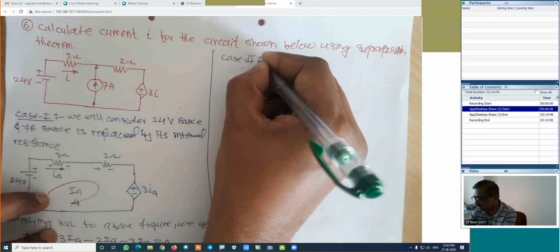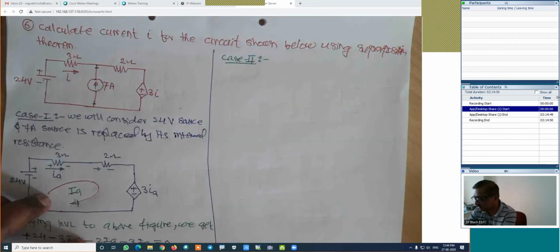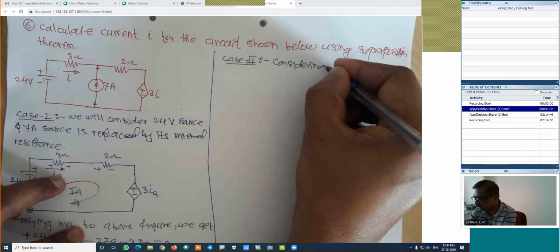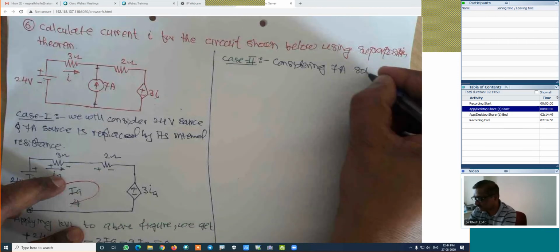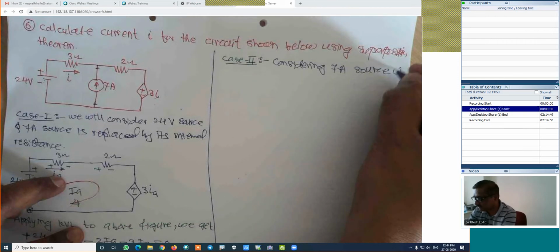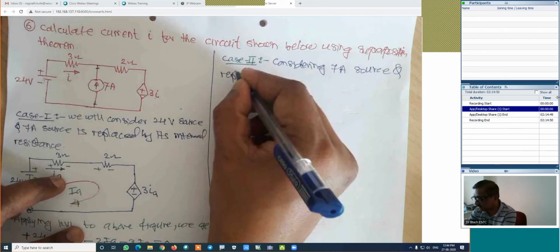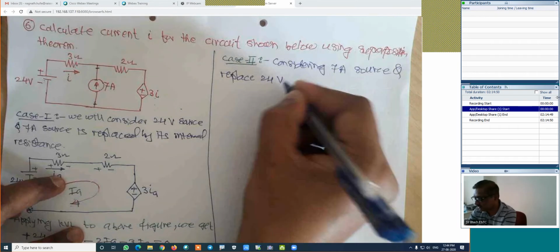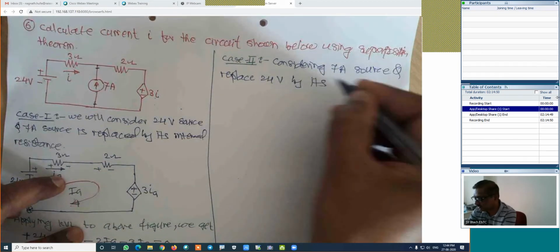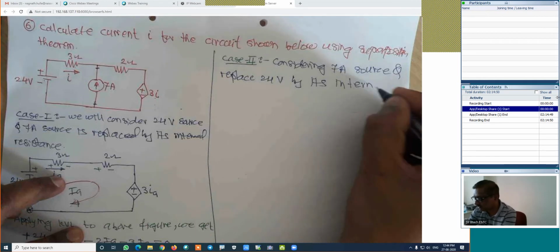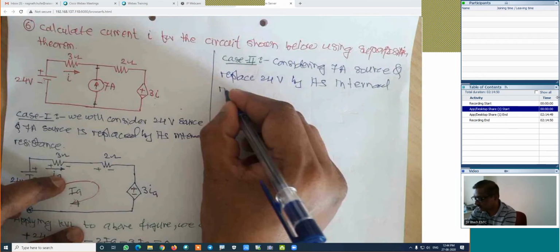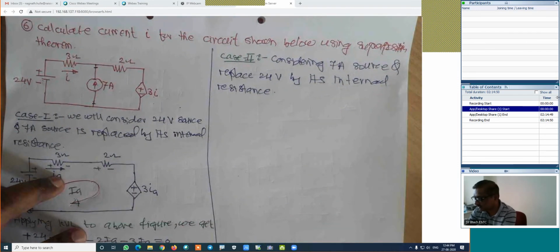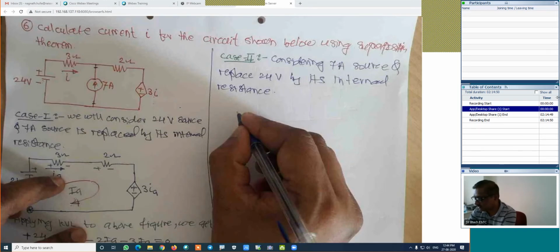Now in the second case, we will consider the 7 ampere source, and replace the 24 volt source by its internal resistance. How will the figure look? It will be something like this.